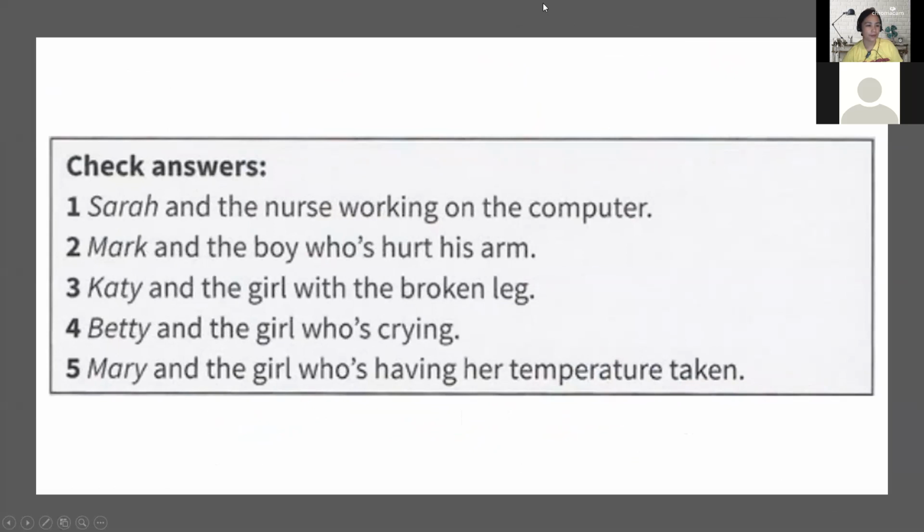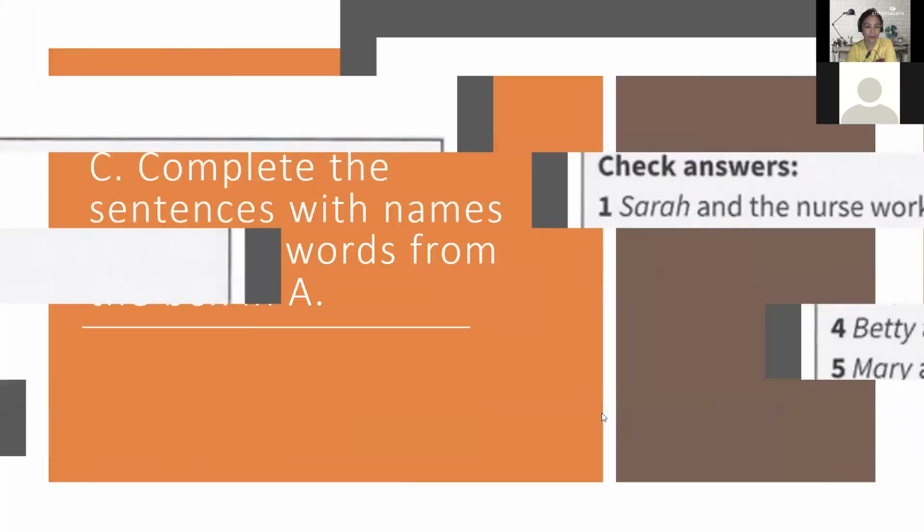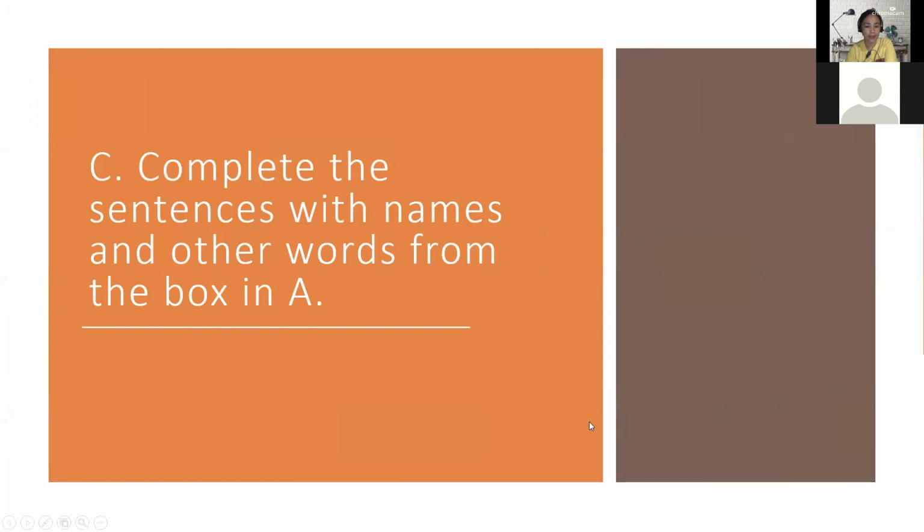Check your answers. Sarah and the nurse working on the computer. Mark and the boy who hurt his arm. Katie and the girl with the broken leg. Betty and the girl who's crying. Mary and the girl who's having her temperature taken. Okay, very good.